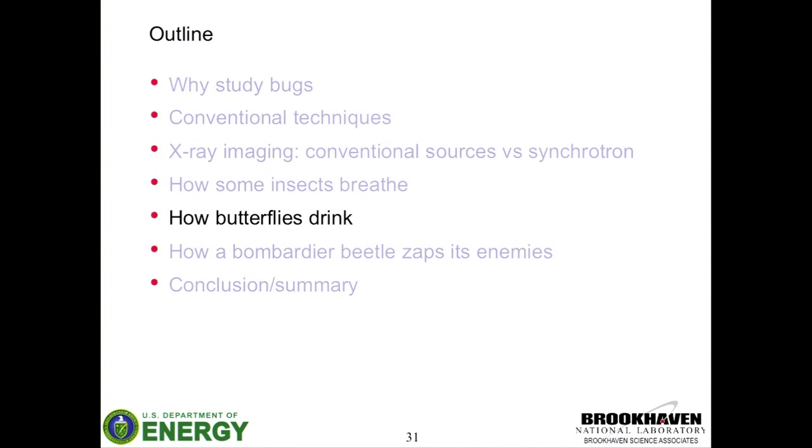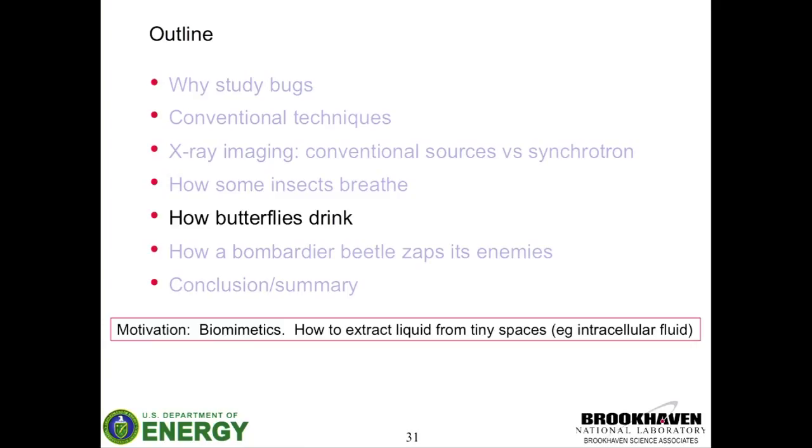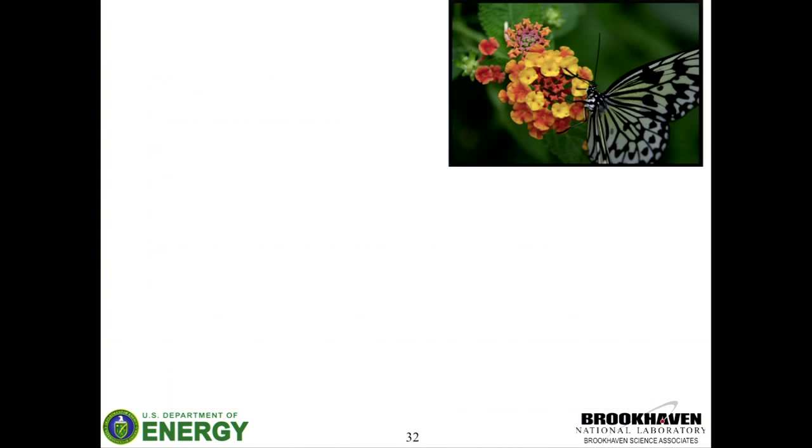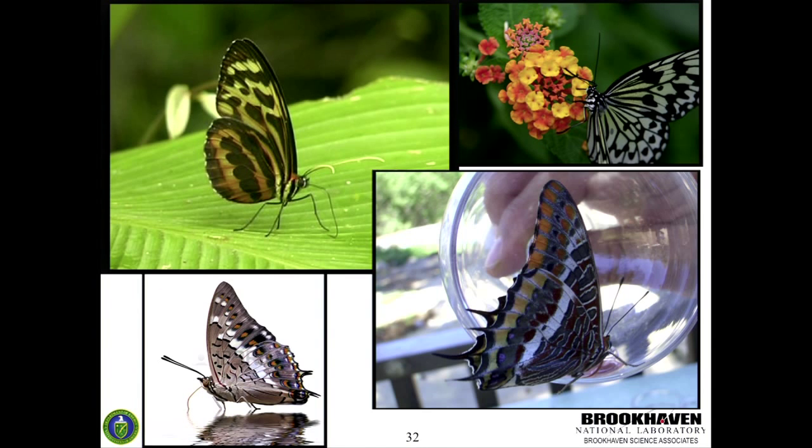All right, the next thing is how butterflies drink. So the motivation of this is my collaborator is in the material science department and is interested in developing some device that can extract liquid from very, very small spaces, for example, intracellular fluid. And it's based on a publication we had in 2012. As you can see, butterflies drink from an assortment of sources, including wine. And I think that's really cool.